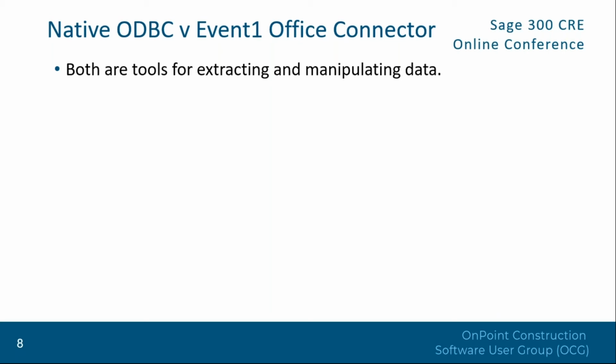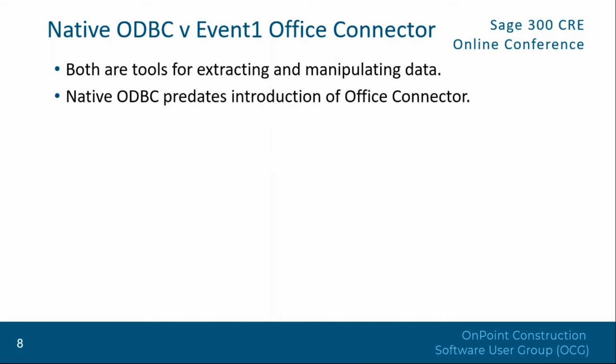There are a lot of tasks we're going to talk about in just a second that Office Connector does far better than native ODBC. Native ODBC predates the introduction of Office Connector. So we have a lot of users out there, especially in the Sage users group, that use ODBC and don't use Office Connector, myself included, just because we had already been using ODBC before Office Connector was ever used. So we have a large installed base. If it's working, we don't mess with it.